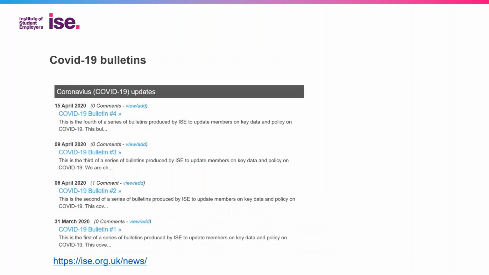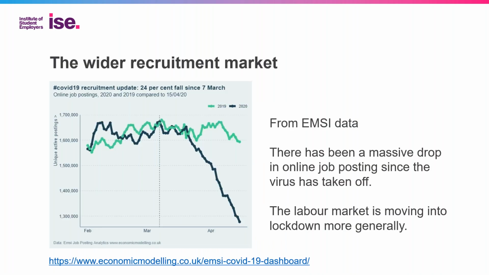To finish up, I'm going to alert you to a piece of work we've been doing. We've been producing a series of bulletins each week on the COVID-19 situation. In those bulletins, we've been trying to draw together some of the big insights coming not just from our research, but from more widely. You can access that through our news pages. But there's some data that I thought is worth putting in front of you.